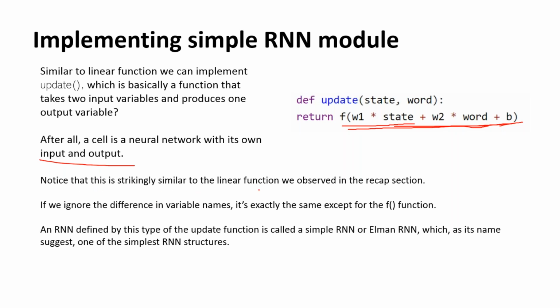So the similar linear function we observed in the recap section, if we ignore the difference in variable names, is exactly the same except for the function. And an RNN defined by this type of update function is called a simple RNN, Elman RNN, or vanilla RNN, whatever. And as its name suggests, it is one of the simplest RNN structures. So this is very simple to implement as well.